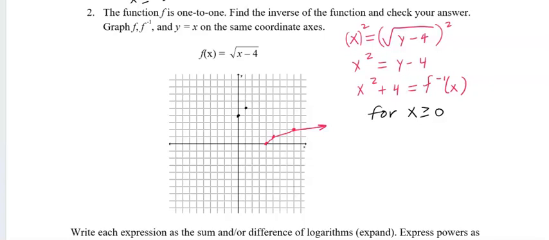And so you can do that by just taking these ordered pairs off of the red. So (4, 0) becomes (0, 4). (5, 1) becomes (1, 5). (8, 2) becomes (2, 8). So anytime you want to get the points for the inverse function graph, you just take points off of the original and you switch the coordinates. And then we're supposed to also graph y equals x.